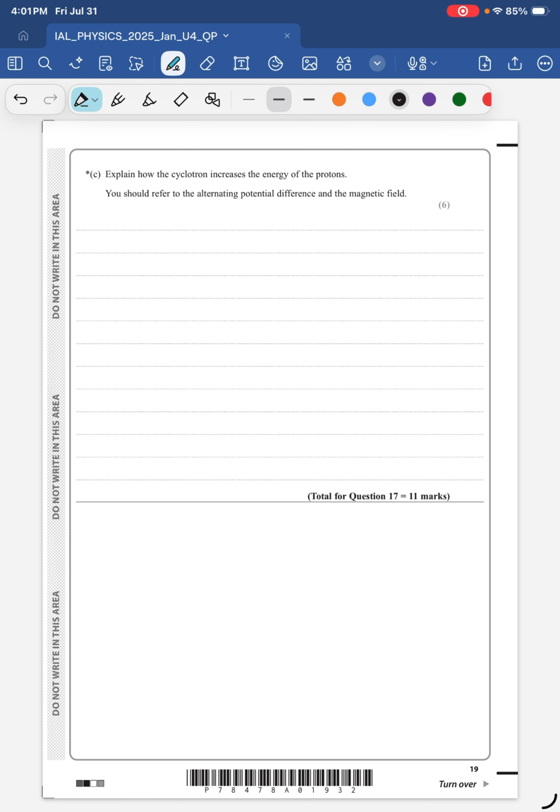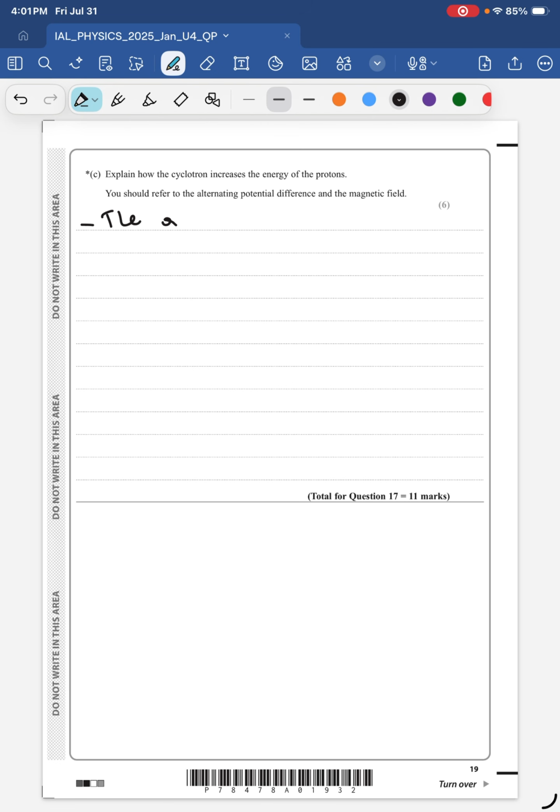Okay, C. This is a long writing problem awarding 6 marks. The usual rule I always say applies, that you should spend about 6 minutes, though it can take you longer. But the most important thing here is that to get all 6 marks, you usually have to provide about 6 independent sentences explaining whatever it is they are asking you. So let's read: explain how the cyclotron increases the energy of the protons. You should refer to the alternating potential difference and the magnetic field. This is a little bit complicated. It will take a lot of writing, I'm sorry.